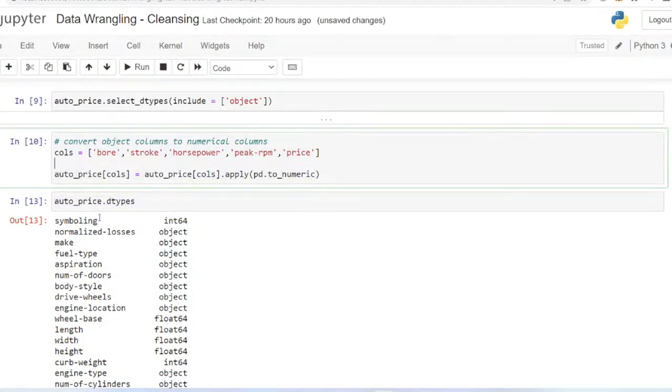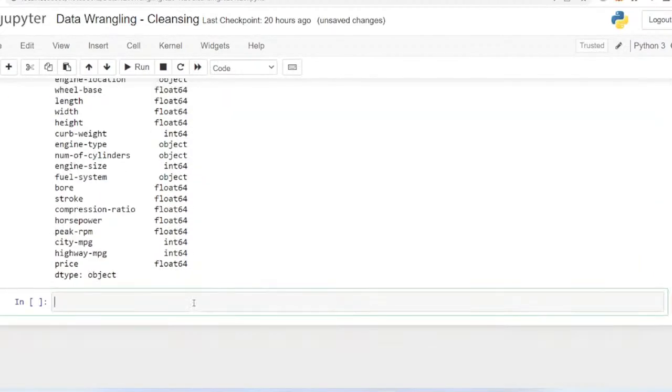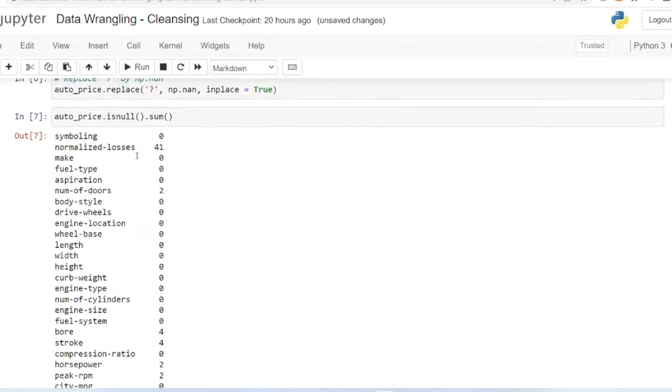This was our last code. Then after that, you can just take auto_price.dtypes. One solution we can consider is to drop these missing values, or drop these columns. If you look here at normalized losses, the normalized losses column has 41 rows missing.